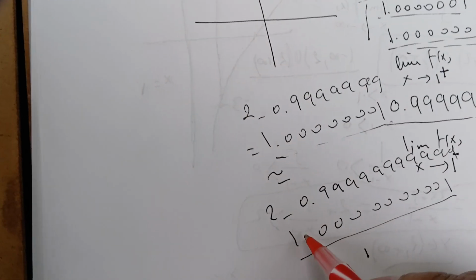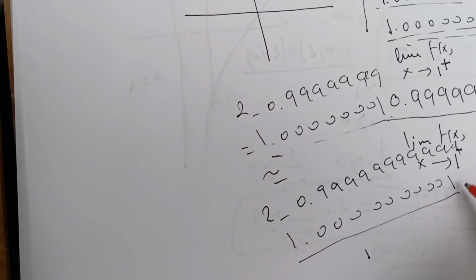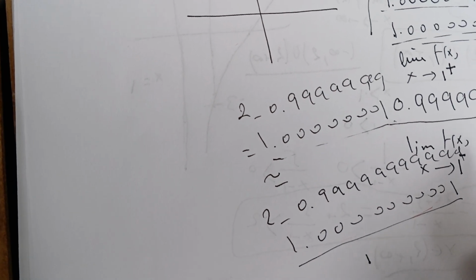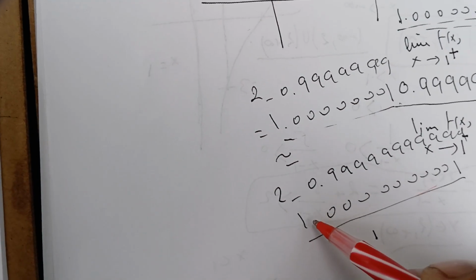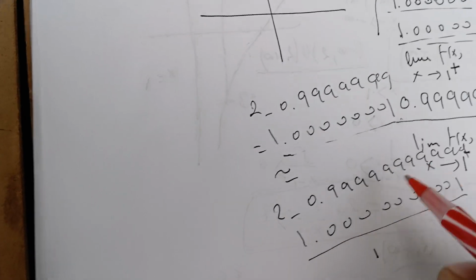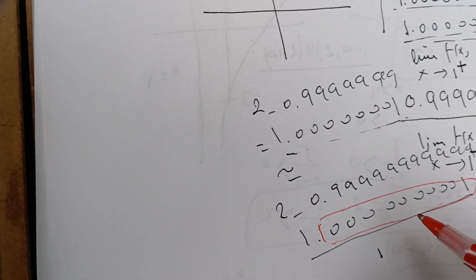So this is 1. Think of it as you owe someone this amount of money. You're not going to say you owe me $1.0000001. You're going to say you owe me $1, because you ignore this very tiny number.